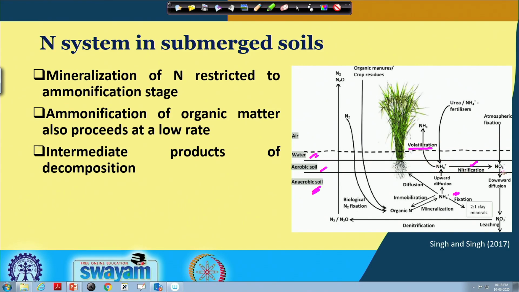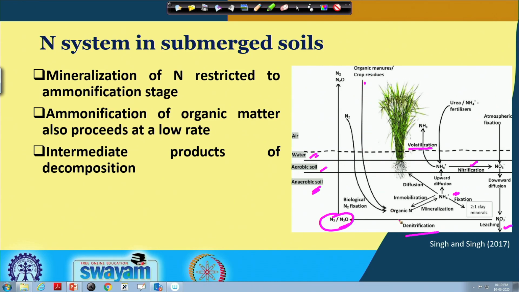So, when you apply urea or ammonium fertilizer, it either gets nitrified to nitrate or volatilized as ammonia. Then this nitrate goes downward by diffusion, and it is either leached away from the soil or denitrified by denitrifying bacteria to produce the reduced forms of nitrogen, that is nitrous oxide or elemental nitrogen, which are released into the atmosphere. Also, nitrogen from the atmosphere gets fixed through biological nitrogen fixation.